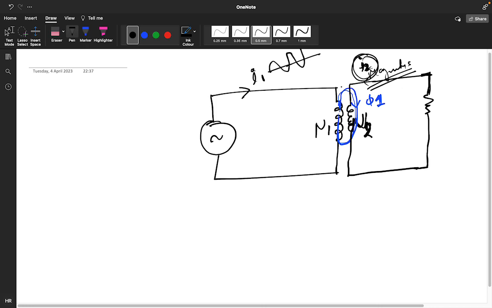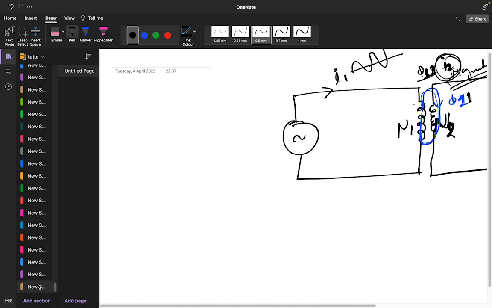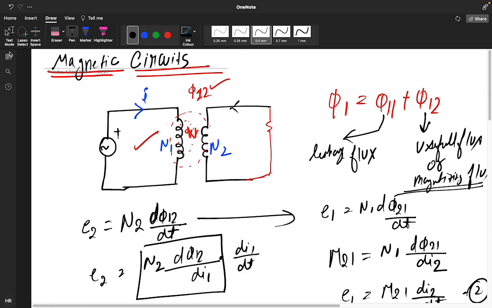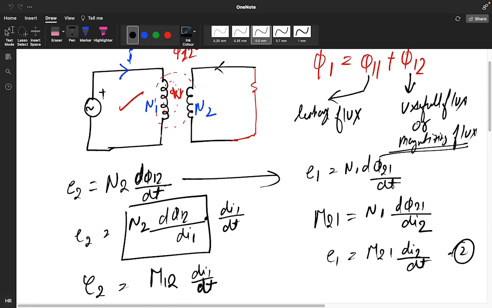So that's why we say there are two kinds of flux. One is your φ11 and another is linking to the other coil. Linking to the other coil is represented by φ12. So this is known as mutual inductance, right? Yes, mutual inductance, exactly.